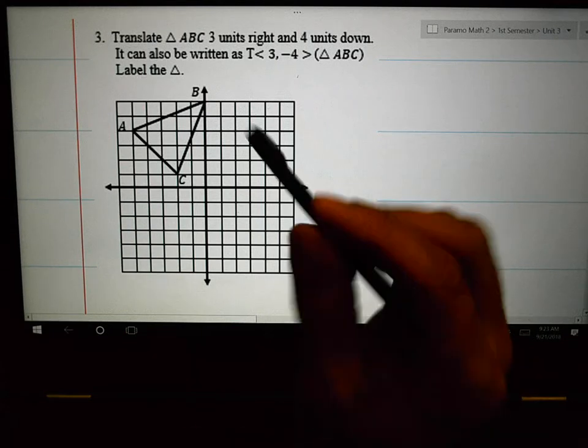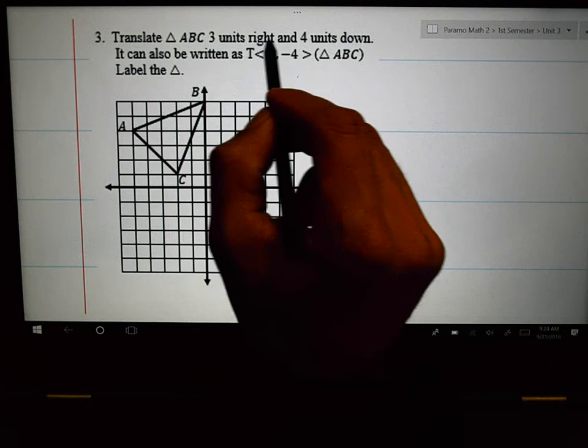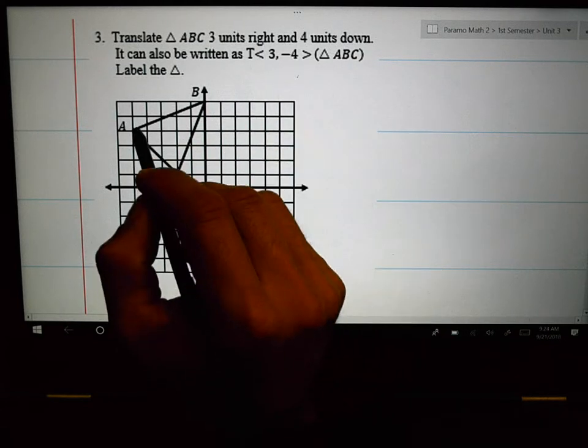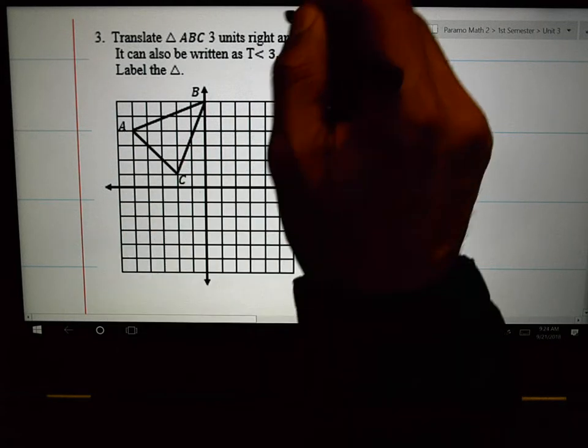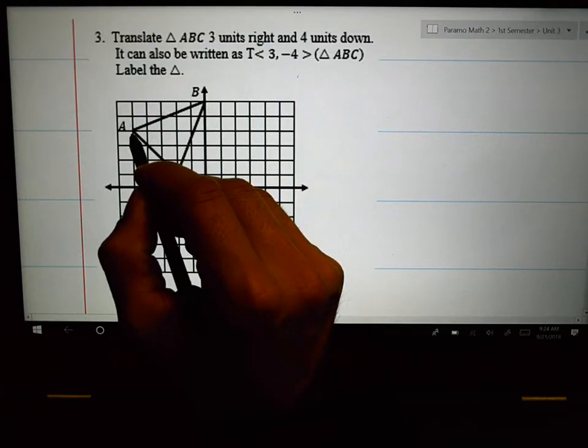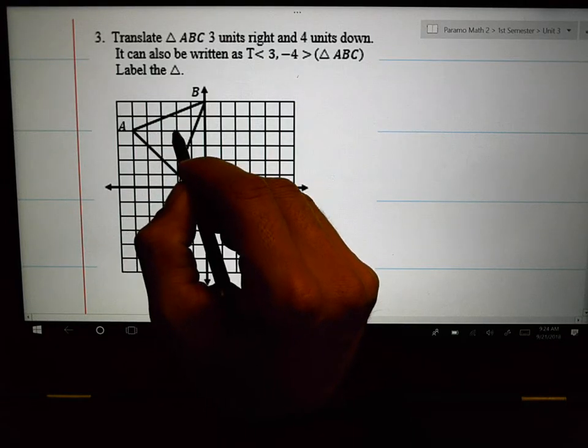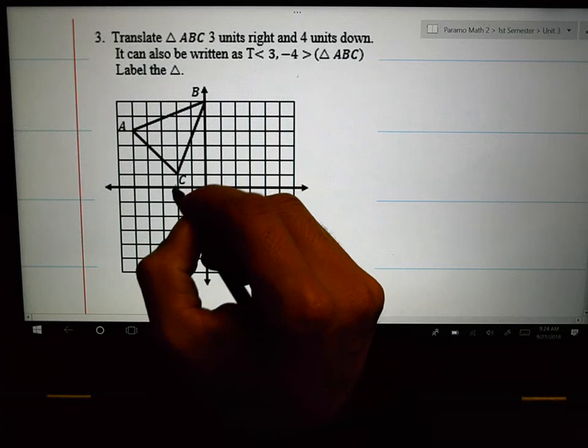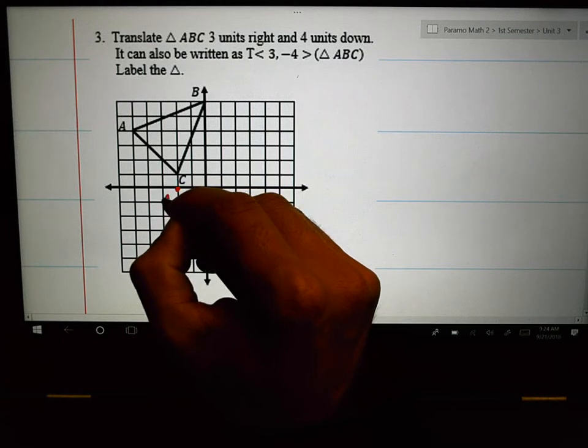So I need to go 3 units to the right and 4 units down. That means I take this point A and I need to go 3 units right, 1, 2, 3, and 4 units down. 1, 2, 3, 4. A is now going to be right here. I'm going to call that A prime.